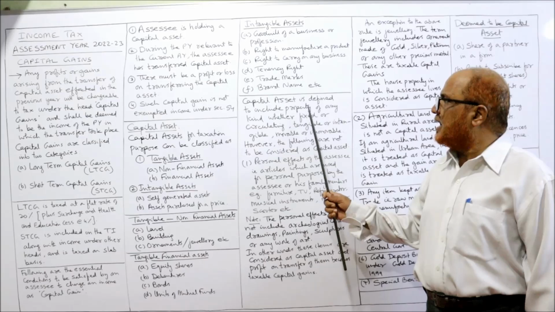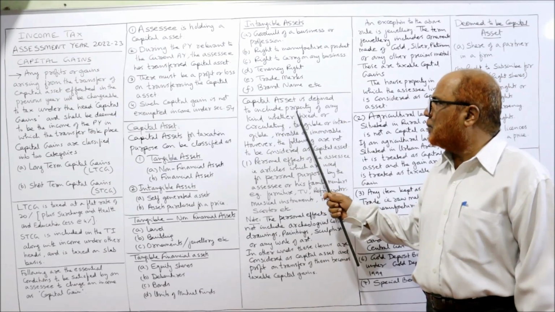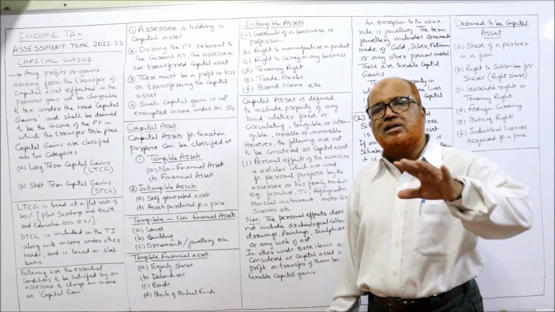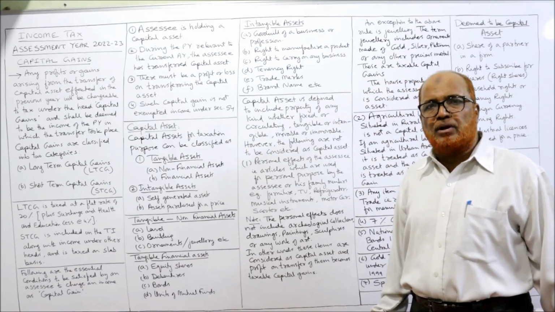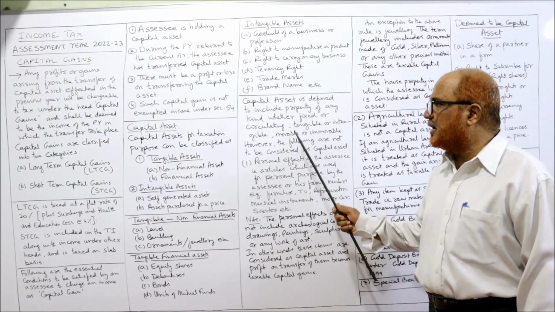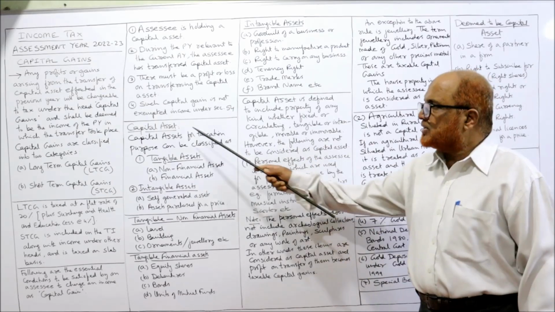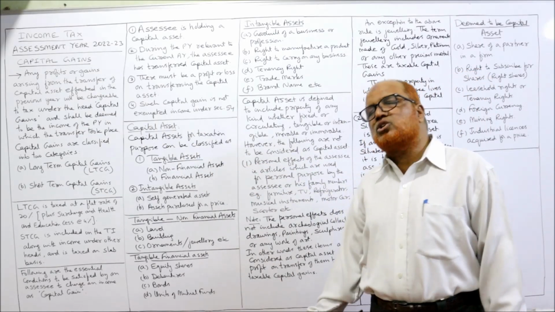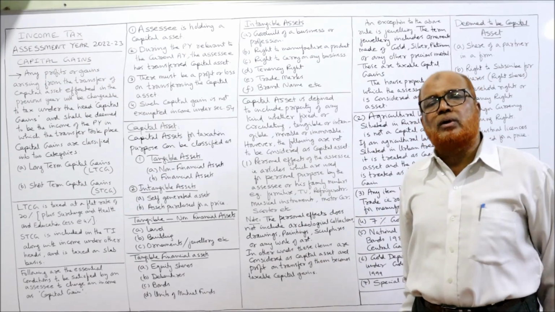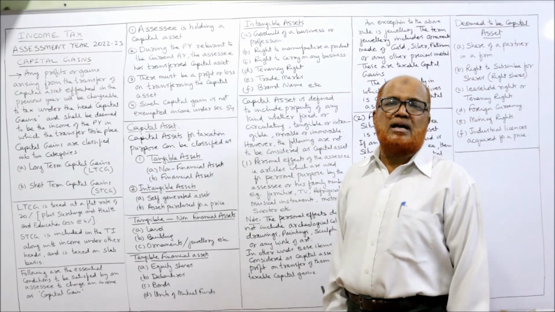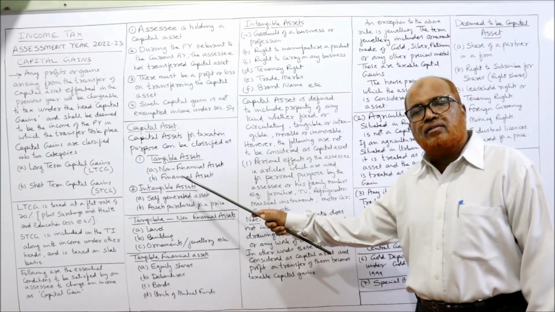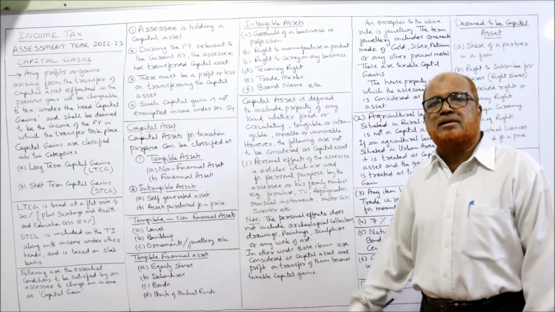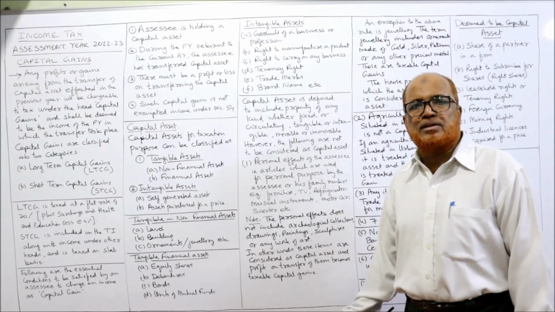Capital asset means any property, includes any property of any kind, whether it is movable or immovable or tangible or intangible or fixed or circulating. First of all, capital assets for taxation purpose can be classified into 2 categories: tangible assets and intangible assets. Under tangible assets, again we have non-financial tangible assets and financial tangible assets.